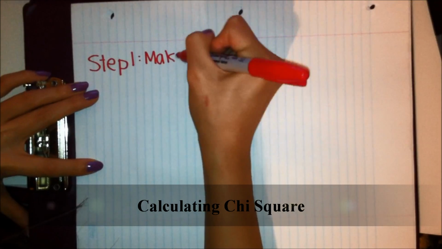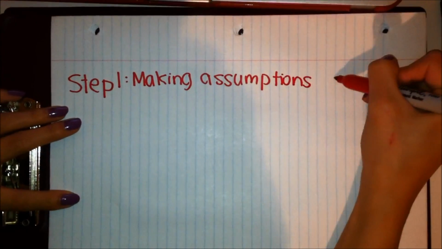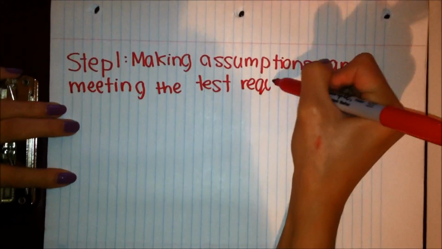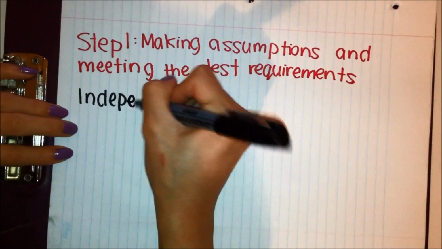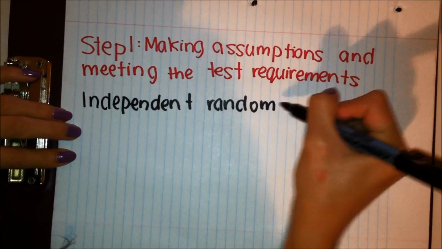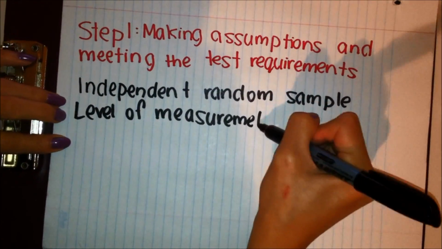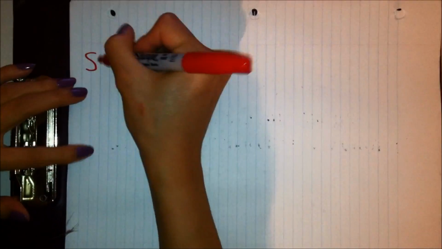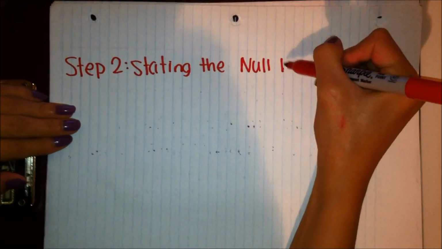There are several other measures of bivariate association that are more complex and require the value for chi-square to be calculated. In order to calculate the chi-square value, we will follow the steps laid out in the five steps of hypothesis testing. Step 1. Making assumptions and meeting the test requirements. Step 2. Stating the null hypothesis.